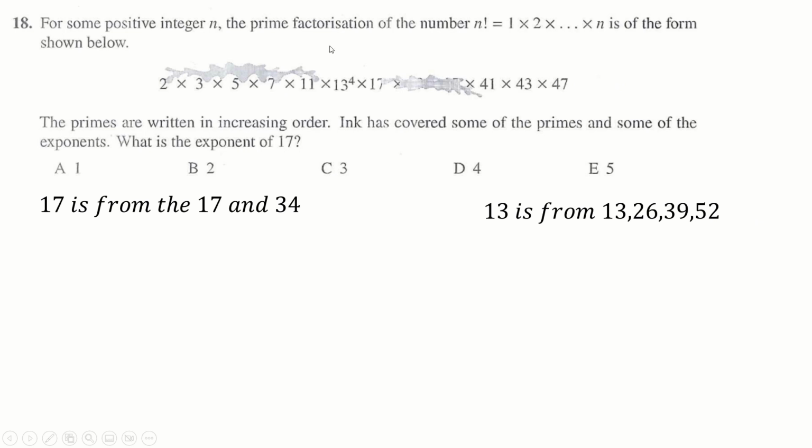So this must be 52 factorial because of these 4 13s. And if it is 52 factorial, that means you get another 51 in here, which breaks down to a 17. And so you end up with 3 17s in total.